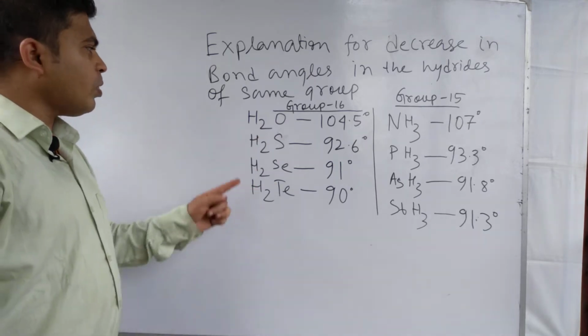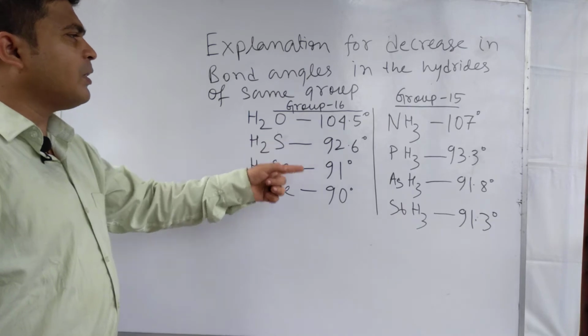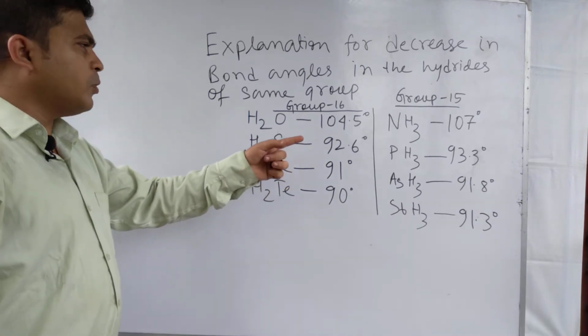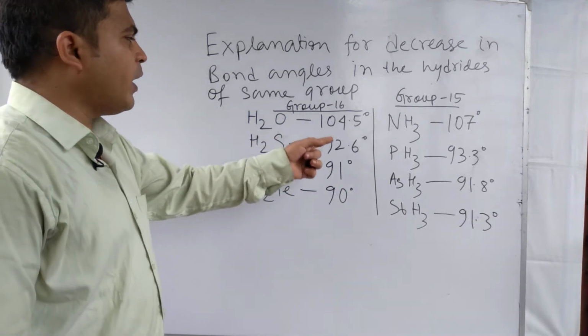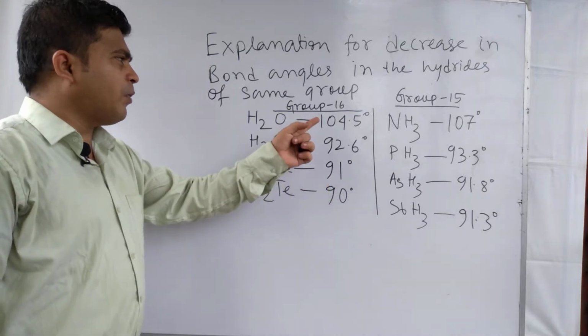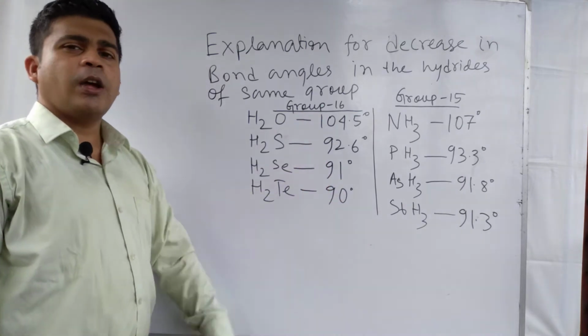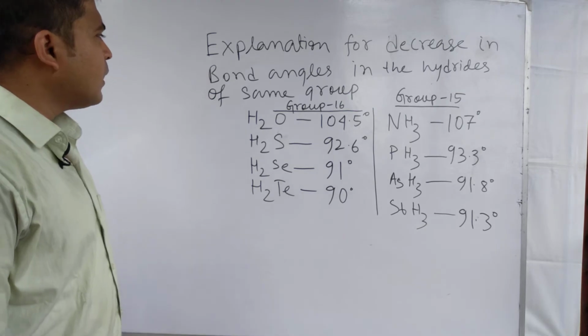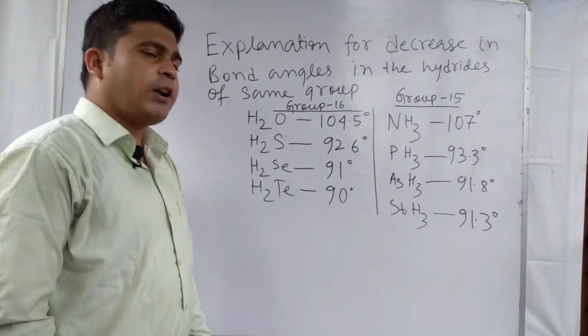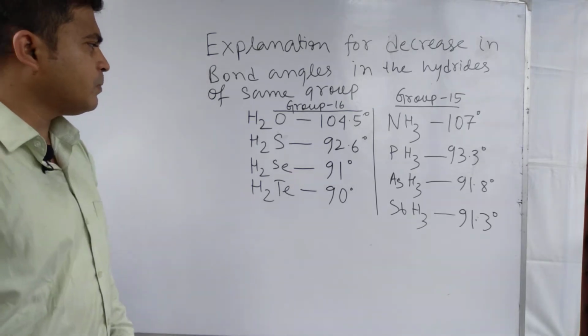So for this decrease we have an explanation of why it occurs for the same group hydrides, and we discuss this topic: why for same group hydrides the bond angle decreases.